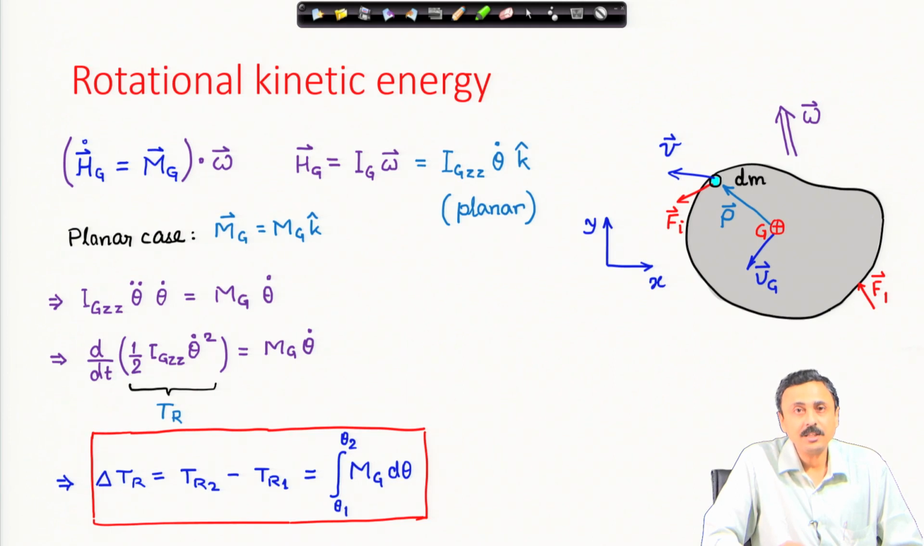Hence, the change in the rotational kinetic energy is equal to the work done by all forces and maybe couple moments in changing the orientation of the body. It goes from state 1 to state 2, and that changes the rotational kinetic energy.